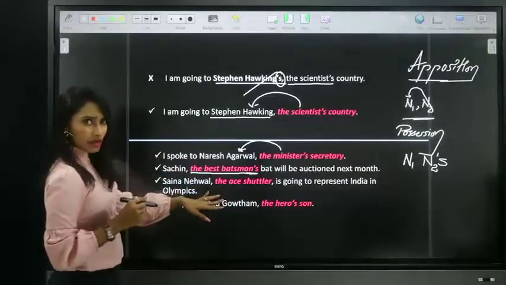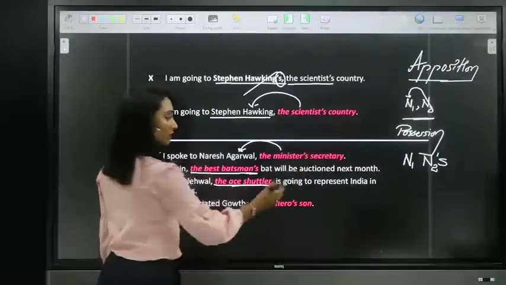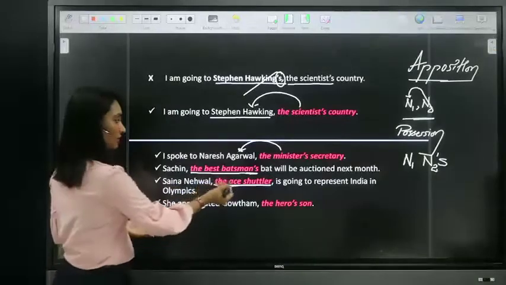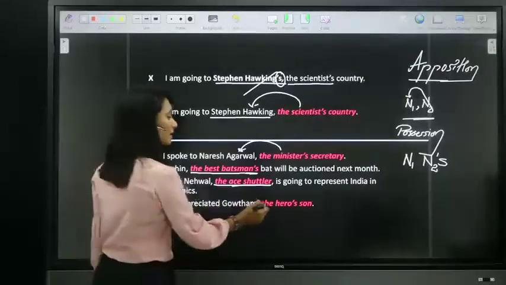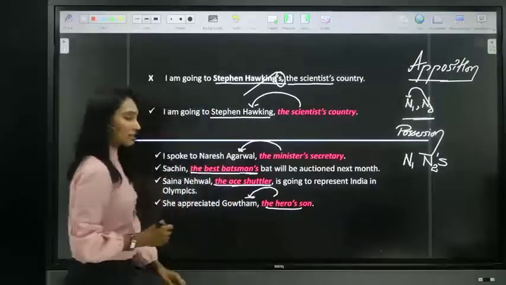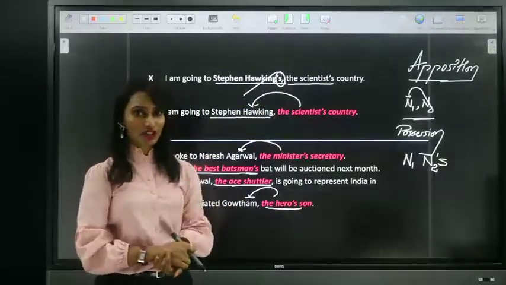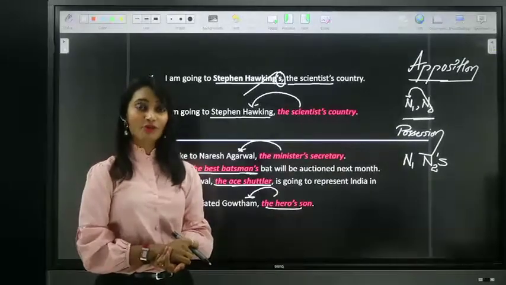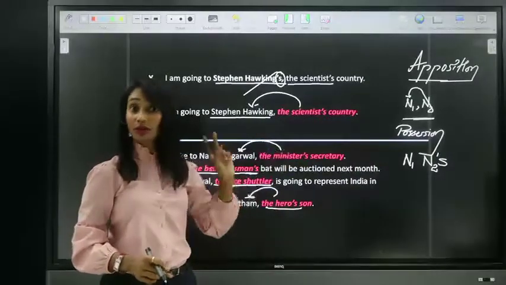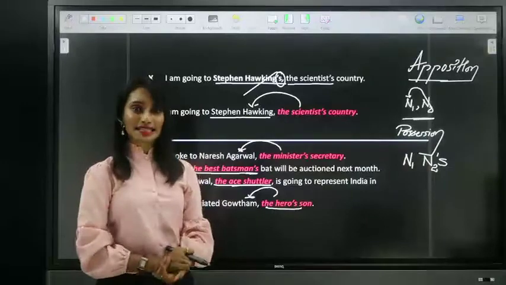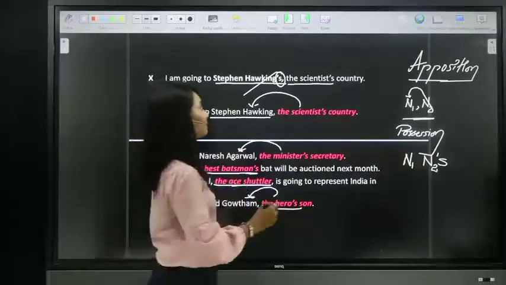Next, Saina Nehwal, who is she? The ace shutler is going to represent India in Olympics. So second noun is describing the first one. She appreciated Gautam. Who is Gautam? The hero's son. So second noun is describing the first noun. That is what nouns in apposition. When nouns are in apposition, to indicate possession, we add apostrophe s to the second noun. Not first, not both. It should always be the second noun. So, is it clear, guys? Let's move on to the next sentence then, if it is clear.